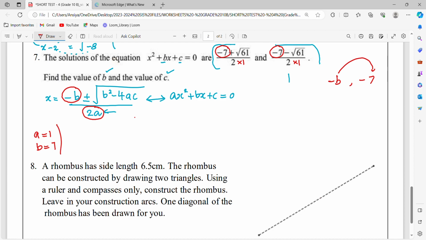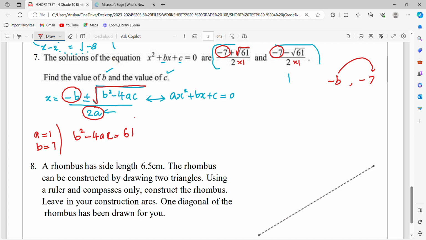Now we need the value of c also, right? For that we can look into the square root part. Usually what is coming in the square root? B square minus 4ac. In the square root it is written 61. That means b square minus 4ac is 61.